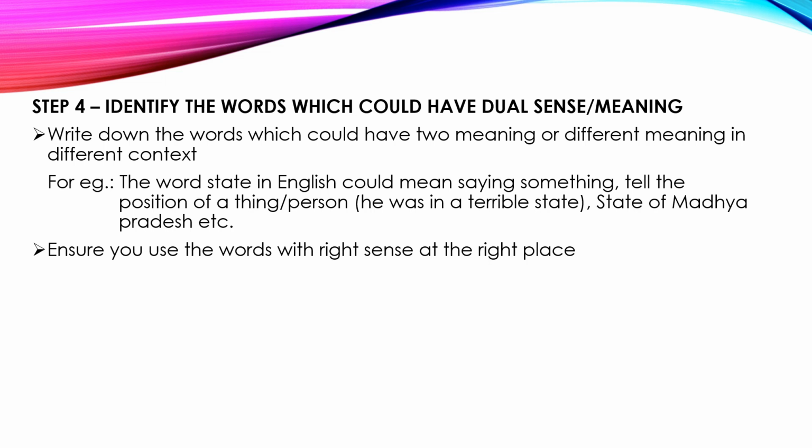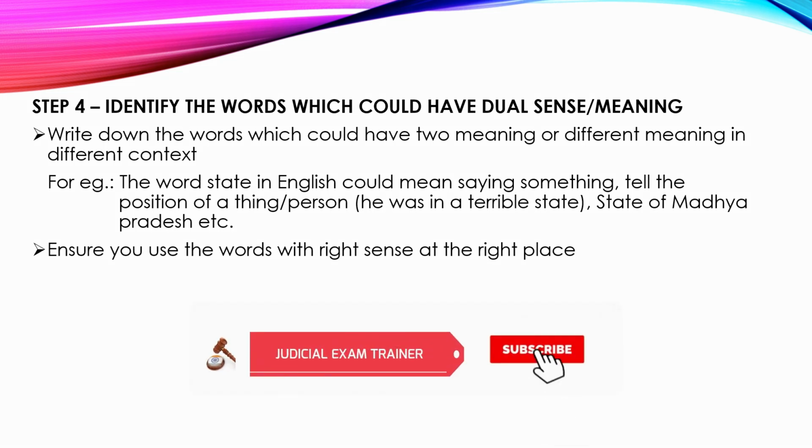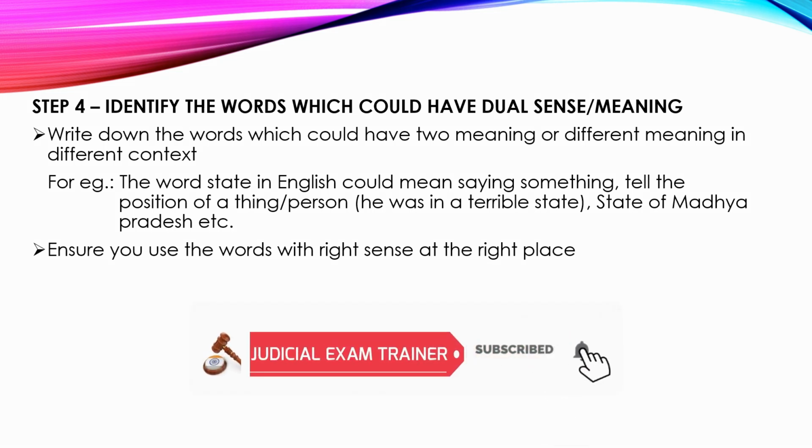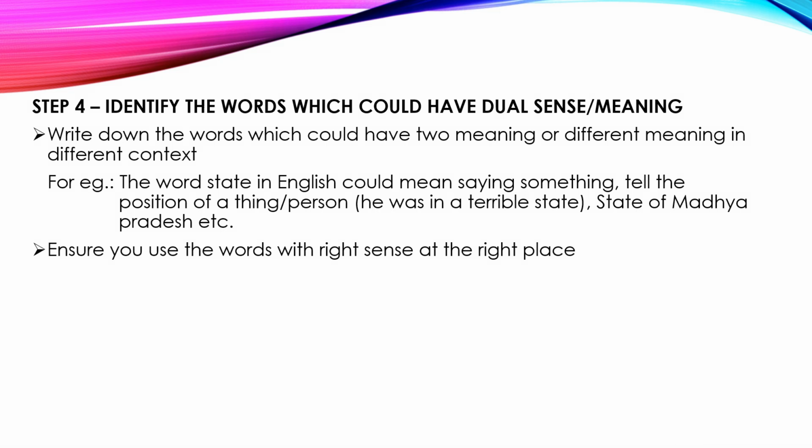Step 4. You need to identify the words which could have dual sense or meaning. You need to write down the words which could have two meanings or different meanings in different contexts. For example, the word state in English could mean you try to say something, you want to state something.